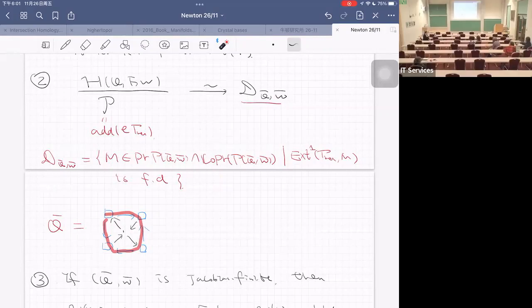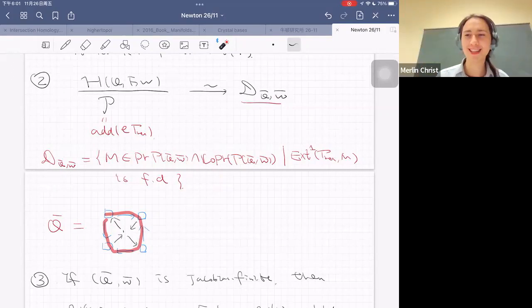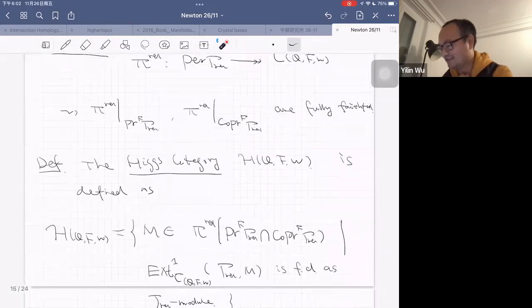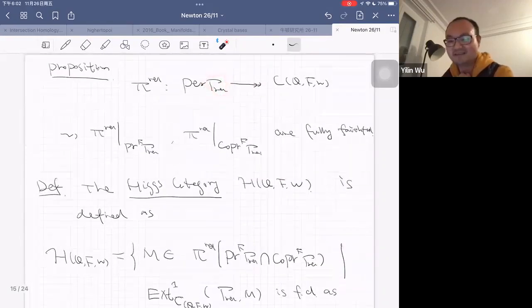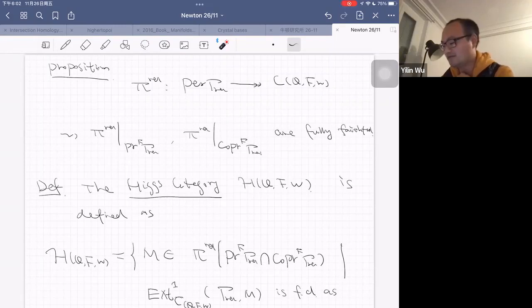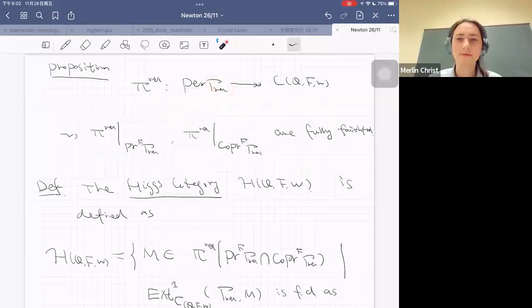Any other questions or comments? I have one more question, if that's okay. Can you also say what kind of cluster tilting objects you get? The canonical one is just this object. And how does it work? You have an exact category. Does the usual technology of cluster tilting with mutation work also in that setting? Yeah, it works for this object, I think. Okay, thanks.